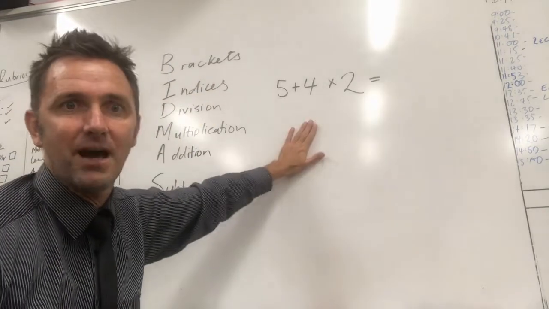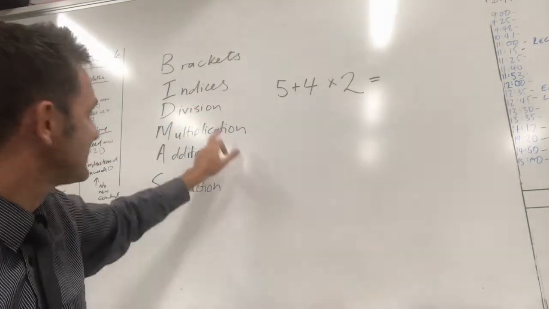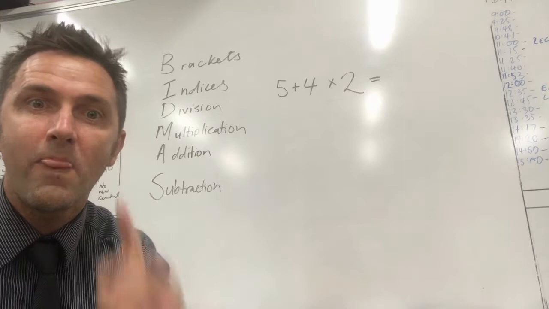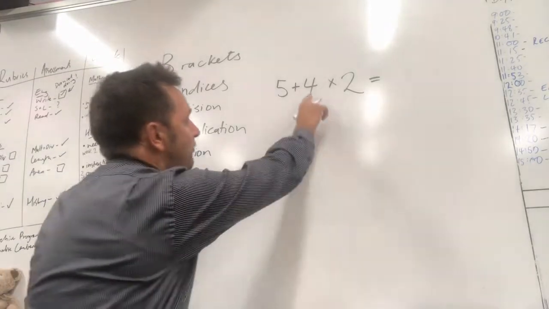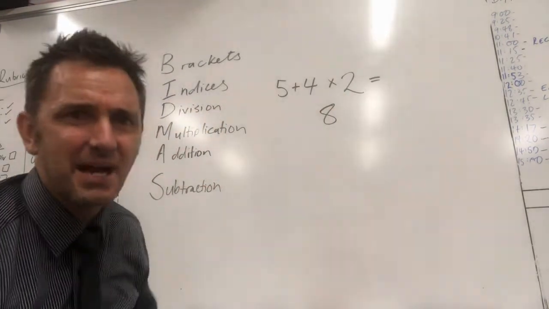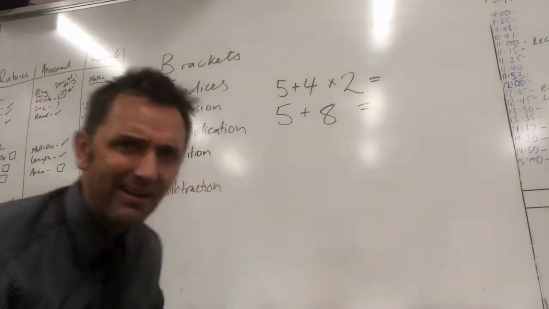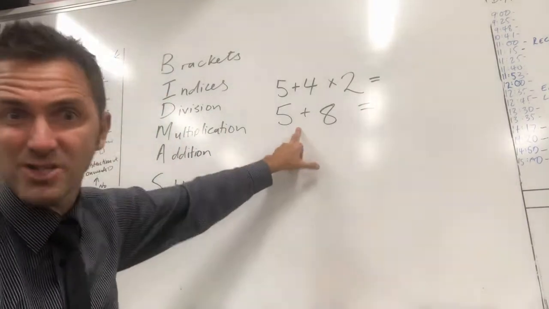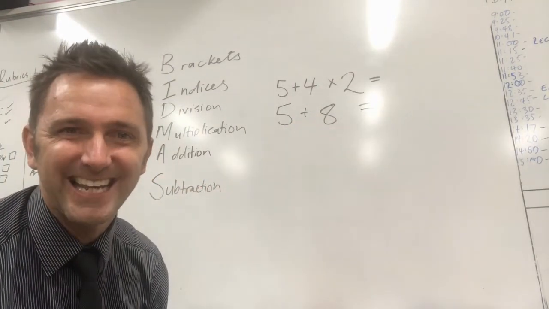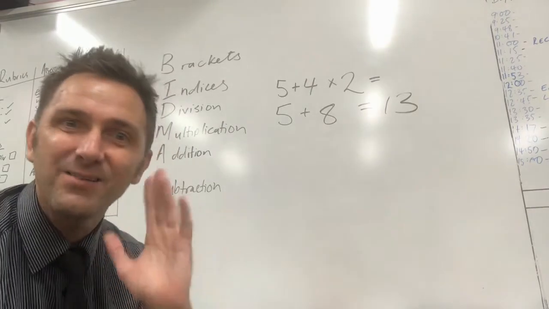Are there any brackets? No. Are there any indices? Definitely not. Not in year 5 or year 6. Is there division? No. Is there multiplication? Yes. There is multiplication in this sum. So we've got to do that bit first. 4 times 2 equals 8. So just pop that 8 down. So this sum now becomes 5 plus 8. Okay, is there addition? Yeah, there sure is. Let's do the addition. 5 plus 8 equals 13. And that's the correct answer. That's how you do that sum.